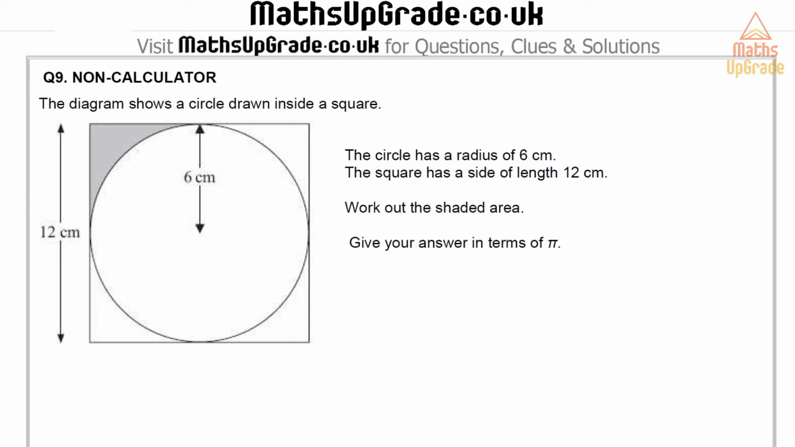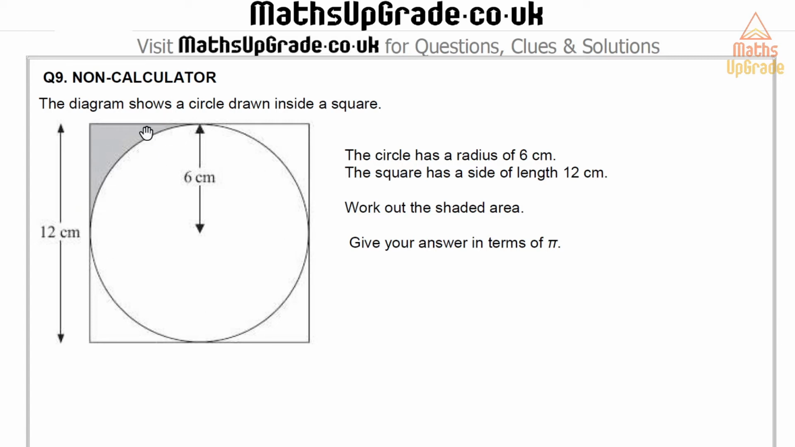Okay, question 9. The diagram shows a circle drawn inside a square. Okay, similar to the last question. The circle's got a radius of 6, and the square's got a side of length 12. Work out the shaded area. Give your answer in terms of pi. So very similar to the last question, although here it's only one section which is shaded, not all of them, just one section here.